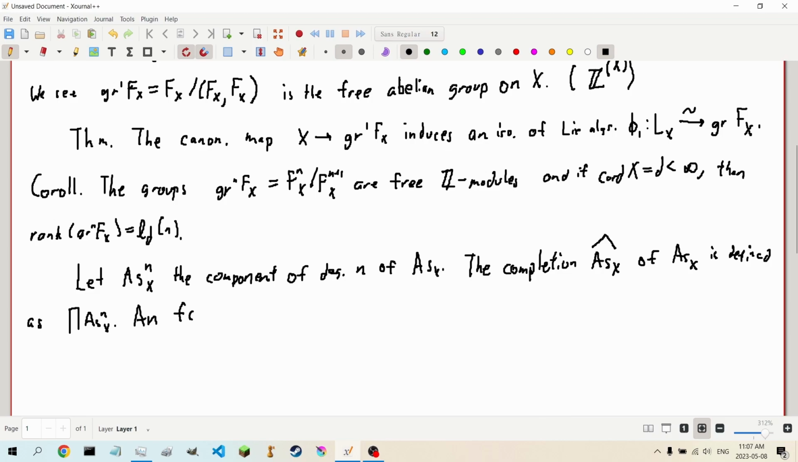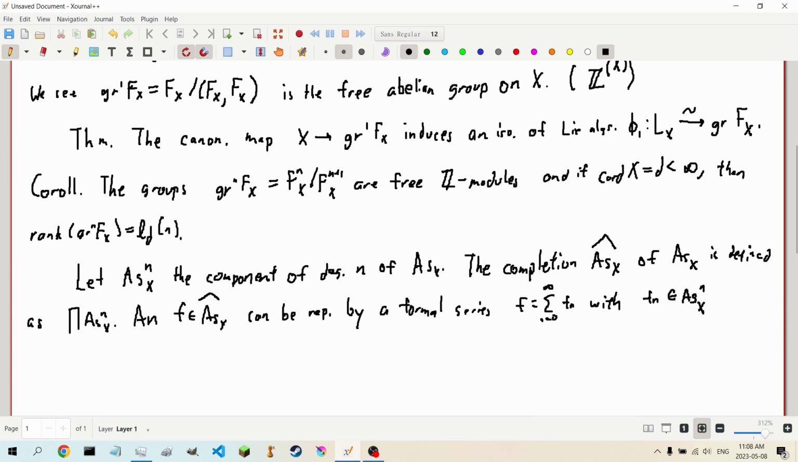And an element f of AS(X) hat can be represented by a formal series f, the infinite sum from 0 to infinity, as the product was, of f_n, with each f_n being in AS^n(X).